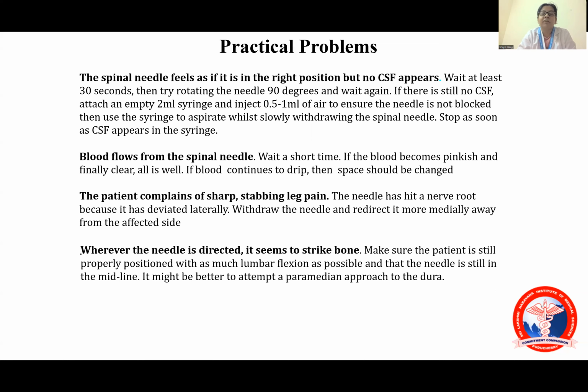Another problem is whenever the needle is directed, and whatever directions I'm changing, whatever depth I'm changing, I'm encountering bone. It seems that I'm striking bone again and again. So what we have to do, we have to make sure that the position is made correctly with as much lumbar flexion as possible and the needle is still in midline. So even after correcting these things, if we are still striking bone again and again, then it is better to use the paramedian approach.